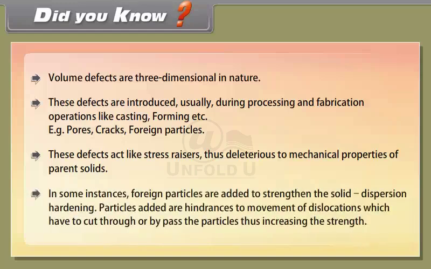In some instances, foreign particles are added to strengthen the solid, known as dispersion hardening. Particles added are hindrances to the movement of dislocations, which have to cut through or bypass the particles, thus increasing the strength.